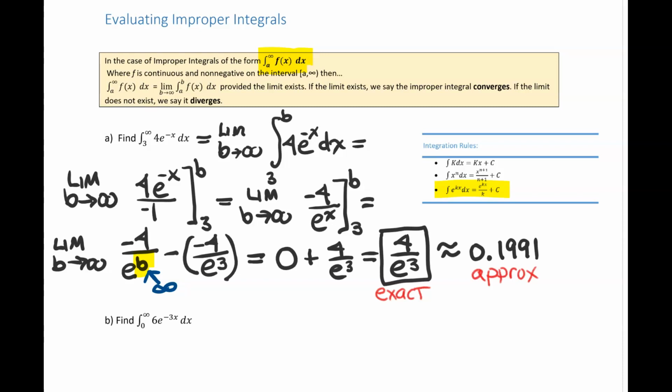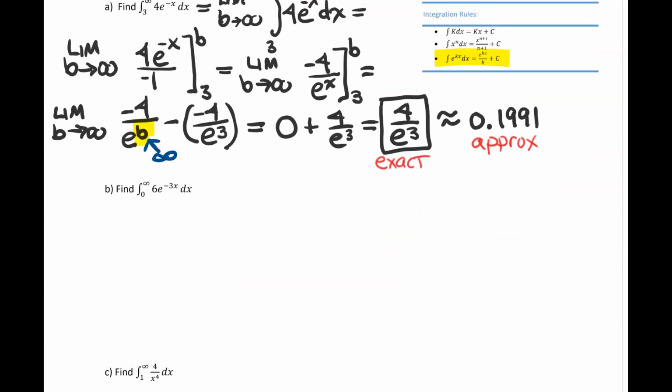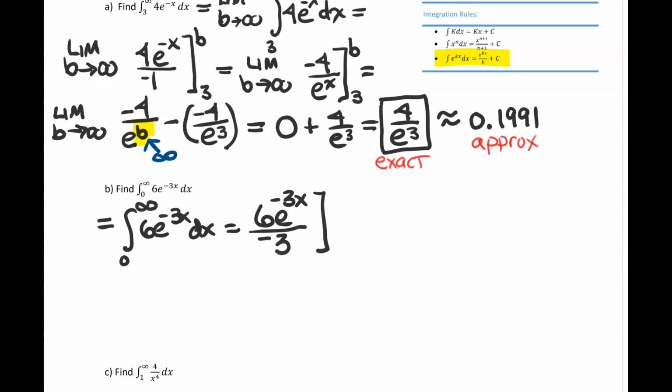Now the next one I'm going to do pretty much the same way. I'm just not going to be as formal about my notation. Alright, so on this integral here, I'm just going to leave the infinity on here. And I'm going to start with my antiderivative. So this is going to give me a 6e to the negative 3x divided by this negative 3. And here I'm going to evaluate from 0 to infinity.